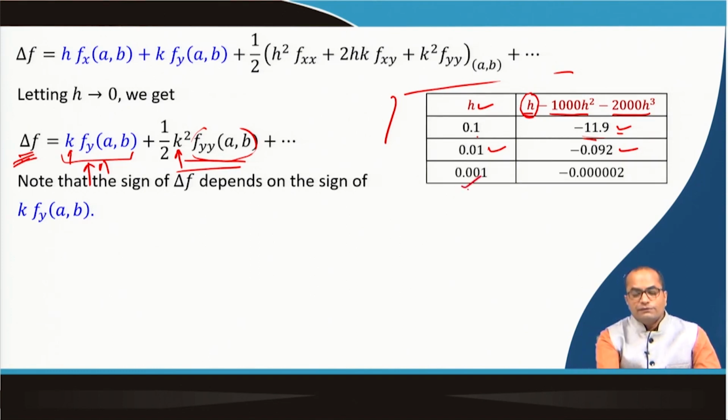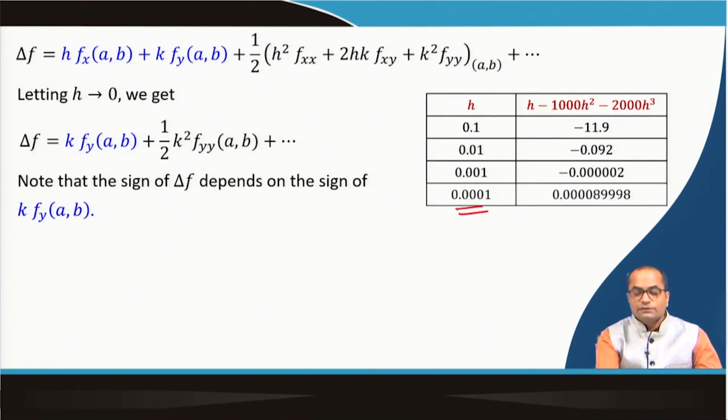So, if we take an even smaller h, again this is negative, because of these 1000, 2000, they are actually contributing to make it negative, but no problem, we will go with an even smaller h. So, 0.0001, and in that case we see that yes, now the sign is positive.